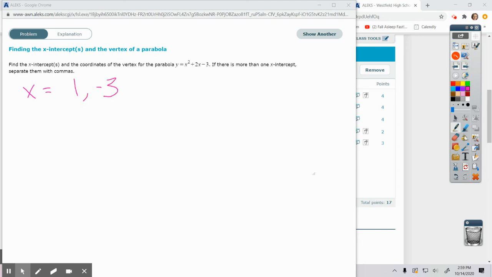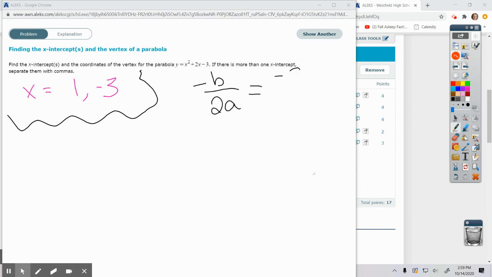Now, if that wasn't enough work, we are not done with this problem yet because it also wants to know the vertex. And to find the vertex, that's where we're doing the -b/2a. Okay, so this was like part 1. Part 2, I need to do the -b/2a.